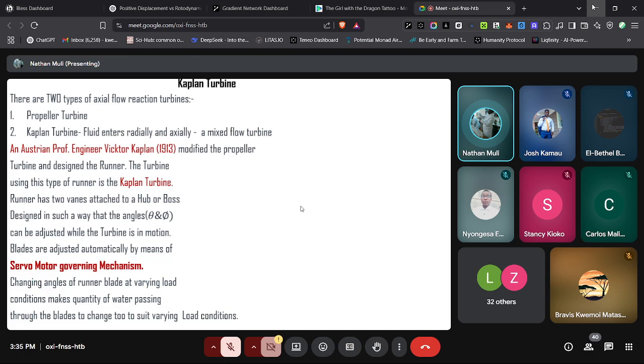Then you have more details of the boss, or what we call the hub, with an attachment of the runner blades. You can see the attachment of the runner blades to the boss or the hub for the Kaplan turbine. Still, this is the same for the hub or the boss, and depending on the shape of the blades, it can give you low or it can give you a high performance. But that depends on how the blades are actually shaped or positioned on the hub.